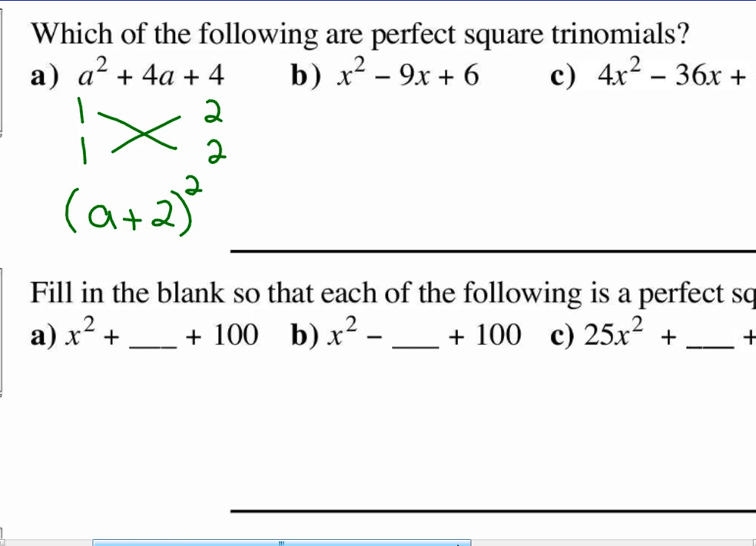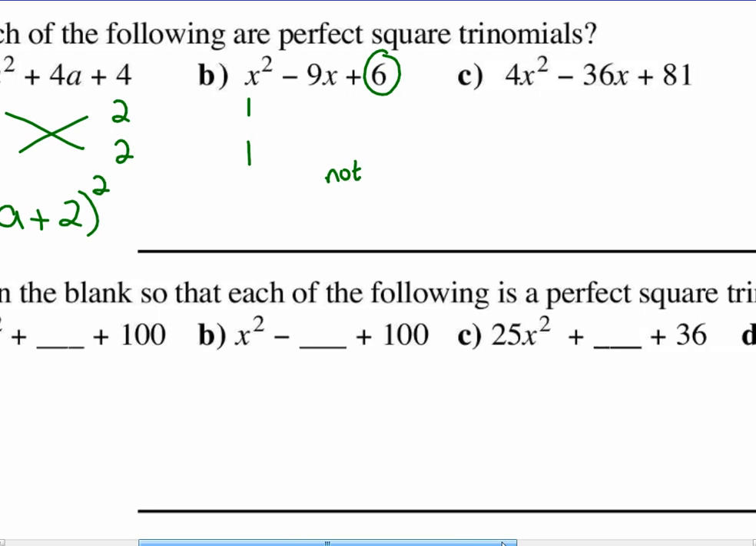Okay, the next guy. What would you use? X and X are 1 and 1, right? 1X, 1X. 6. Is that possibly a perfect square? No. The question is, which of the following is a perfect square? So this one is not, because you can't square root the 6. It's not going to be a perfect square. How about the next one? Is it possibly a perfect square?